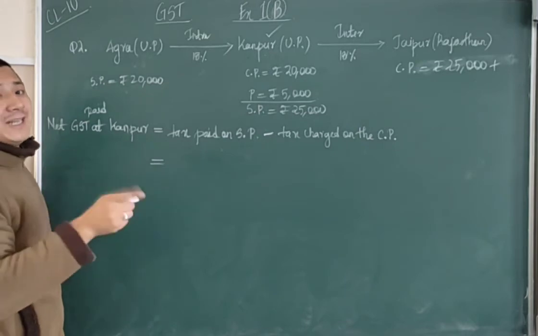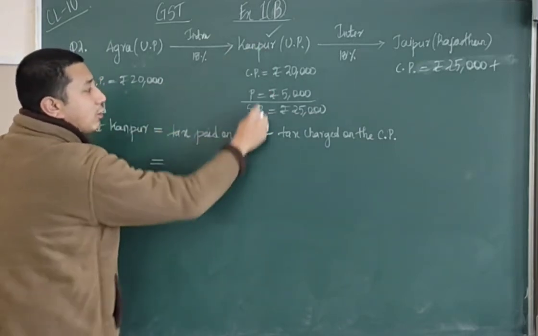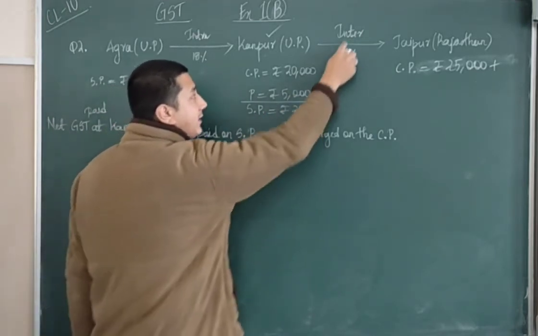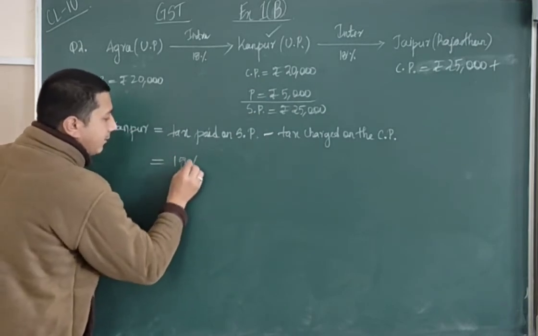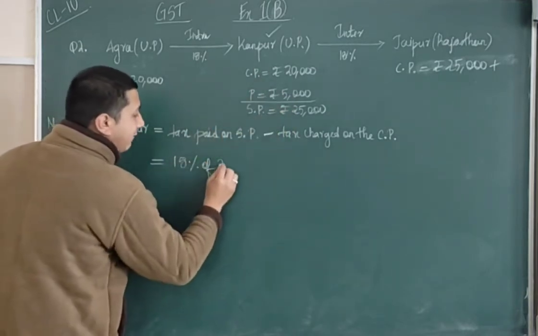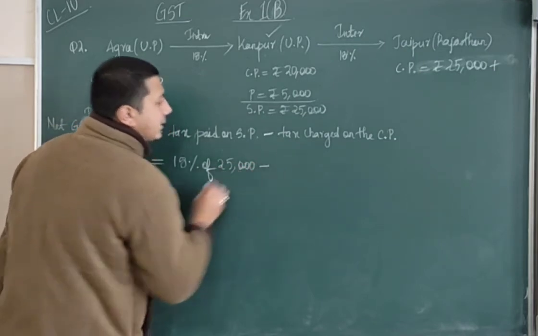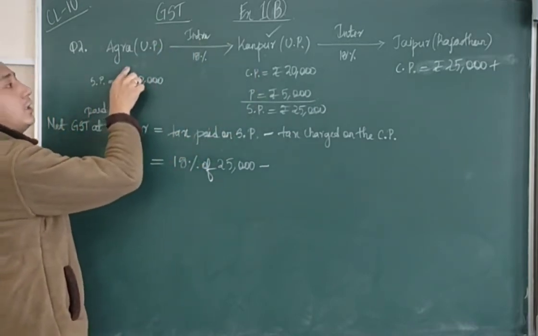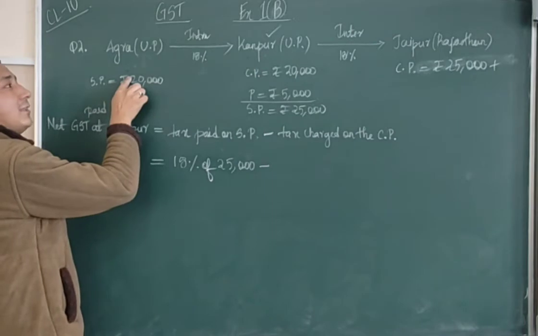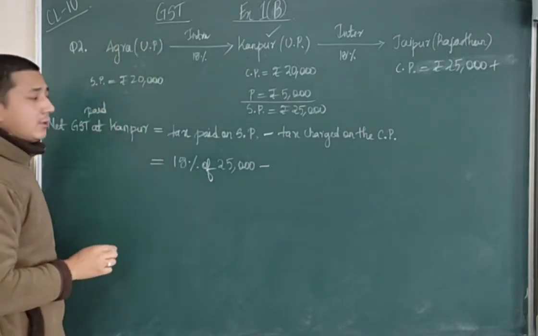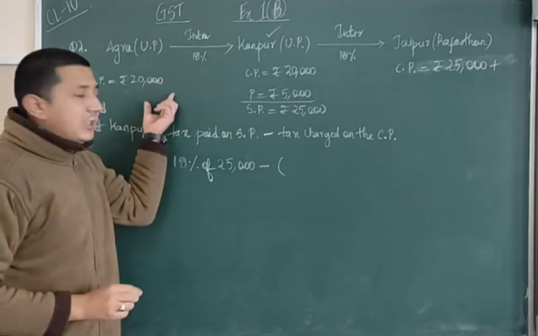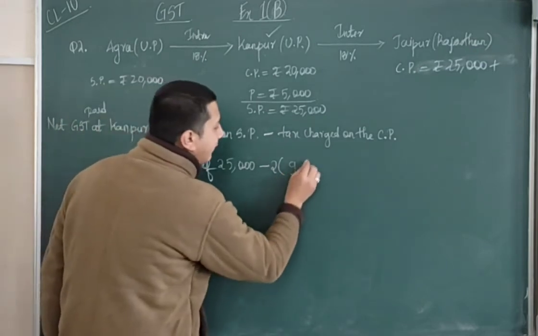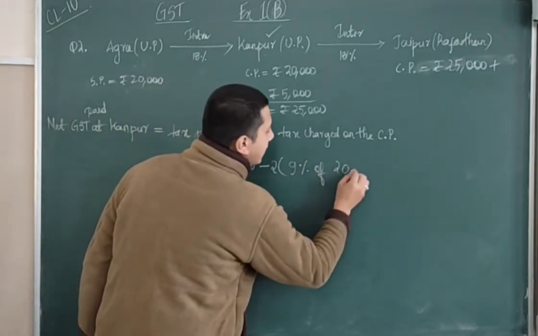Now, tax paid on the selling price. What is the case? Interstate. So 18% of 25,000, minus tax charged on the cost price, because he has bought the article from Agra. He has bought the article from Agra at the rate of 18% and the case was intrastate. So here it will be CGST plus SGST, which is actually twice 9% of 20,000.